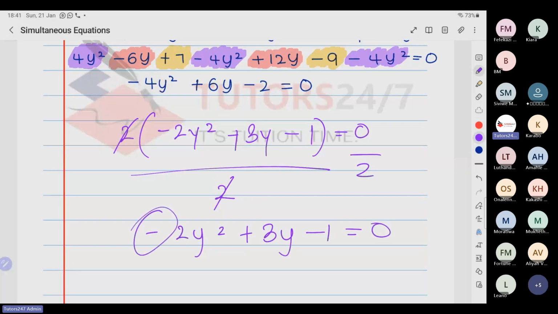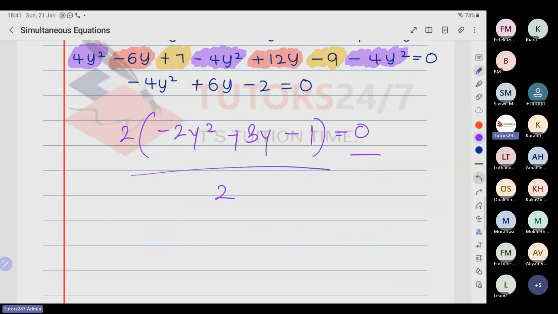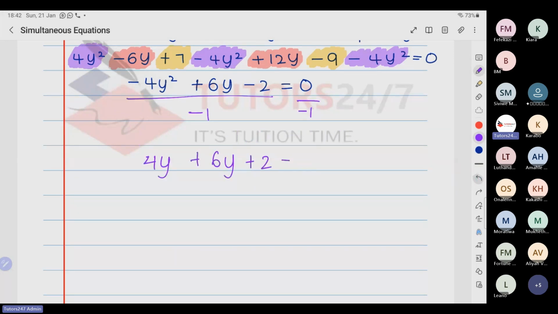The reason I don't like to have a negative as my coefficient of my squared variable is because it makes things tricky when you're doing your bracket factorization. It's easier if the coefficient of your squared variable is positive, and it's easier if it's simplified as far as possible, meaning that you've taken out a common factor. Whenever you are simplifying, the first thing that you need to look for is a common factor. As long as you take out a common factor, the rest is slightly easier for you to do.